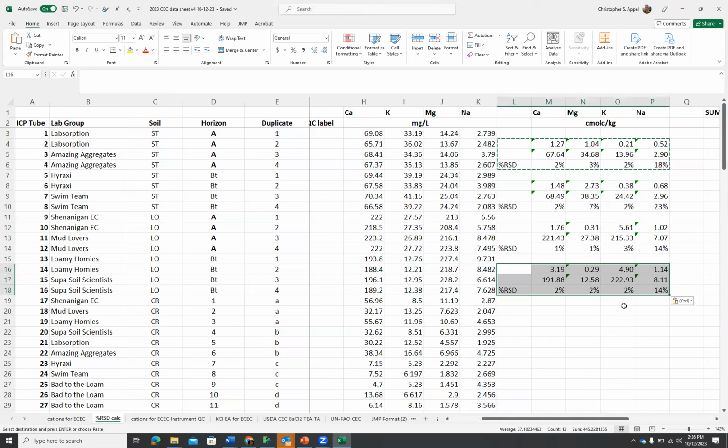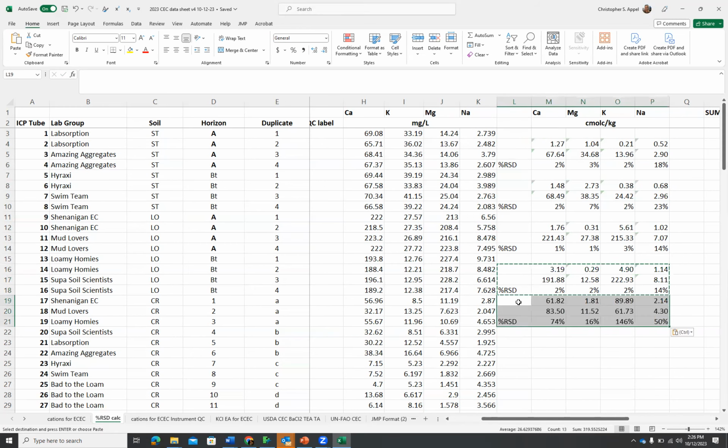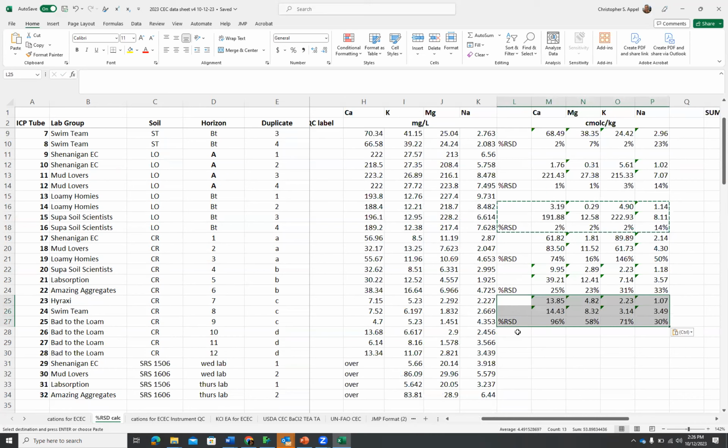We need to do the same thing for the Costa Rica soils, but this time instead of having 4, we have 3. So we just need to adjust the formula. So I'm going to copy this formula again and just paste it right below the other one. And then I'll do it again, paste it right below for my Costa Rica soils, and I'll have to go back and adjust them.